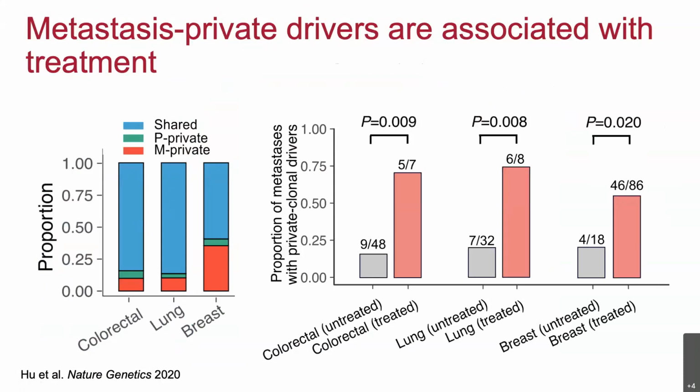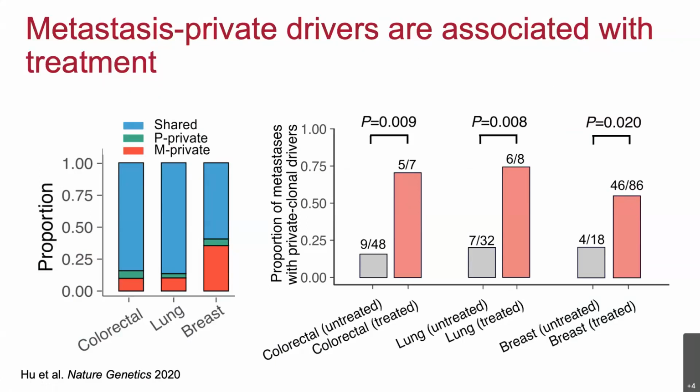Our numbers are fairly small for the treated cohorts for colorectal and lung, they are statistically significant, but just a caution about the numbers here. In contrast, in breast, we indeed see with far greater sample size that there's an enrichment of metastasis-specific events in patients that received prior therapy. So this is interesting. I think it gives us a cautionary tale about what to infer about new therapeutic targets when we haven't compared with a matched primary.